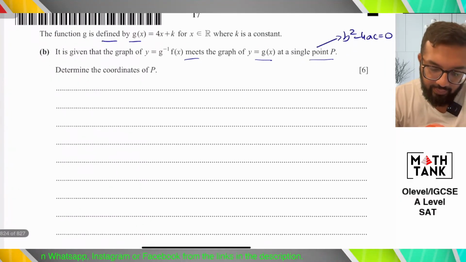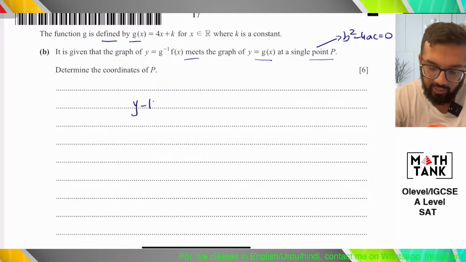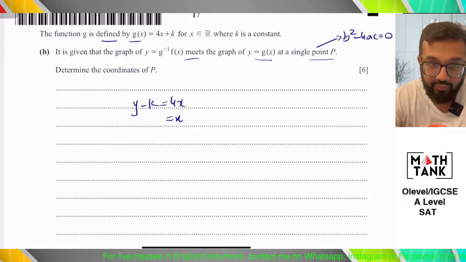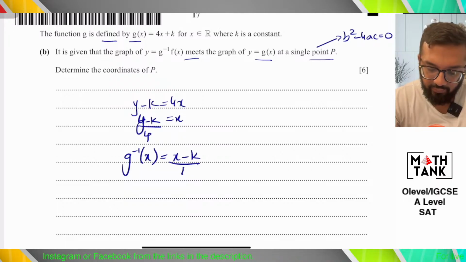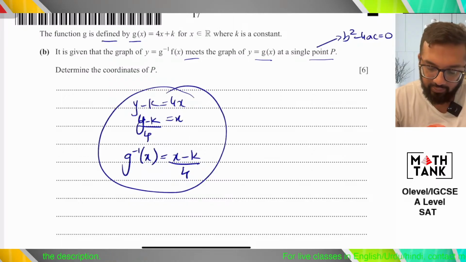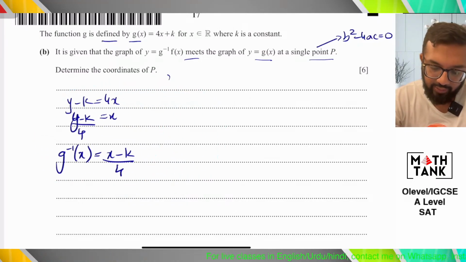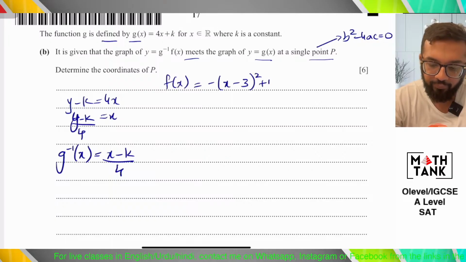Okay, so first let's do g inverse of x. So y minus k, that's g inverse of x. x minus k over 4. It meets the graph of g inverse f of x. So let's do g inverse f of x now. What's our f of x? Our f of x is the factorized form. That's, I think, going to be more useful.